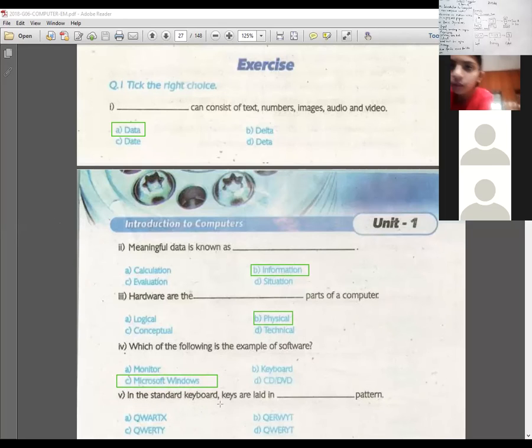In the standard keyboard, keys are laid in dash pattern. Option A, QWERTY; B, QWERTY; C, QWERTY; D, QWERTY. So we will go for option C, QWERTY. In the standard keyboards, keys are laid in the QWERTY pattern. In this way, we have done the 5 MCQs. Everybody have done it? Show me thumbs up.